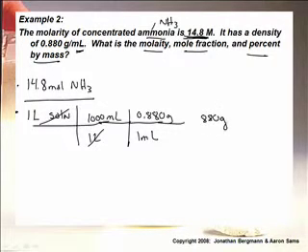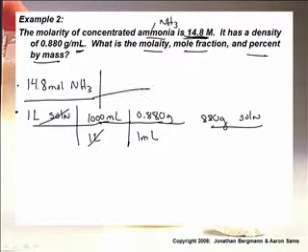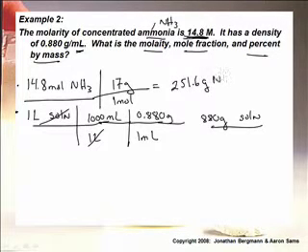880 grams. Now this is solution. That's the combination of ammonia and water. So let's take those moles of ammonia and convert that into grams. So we can say 1 mole is 17 grams. So how many grams of ammonia do you have? 251.6 grams of ammonia.